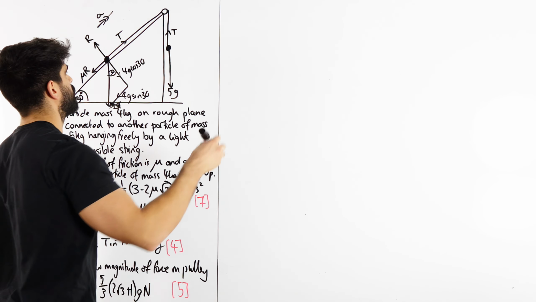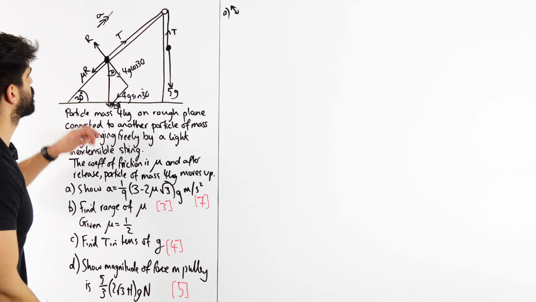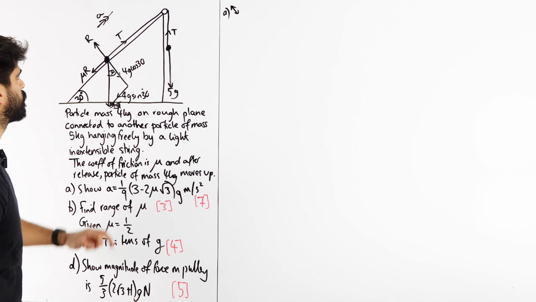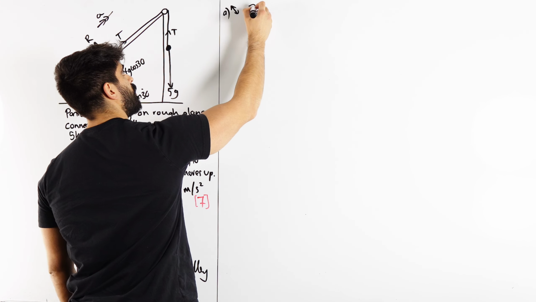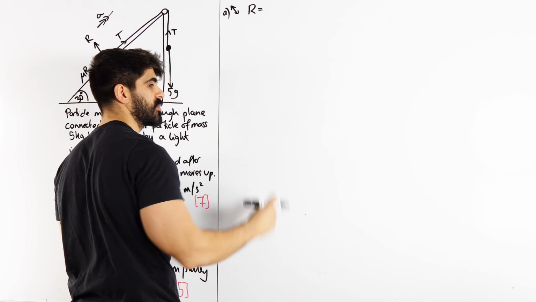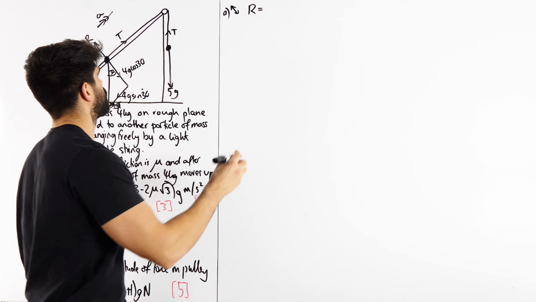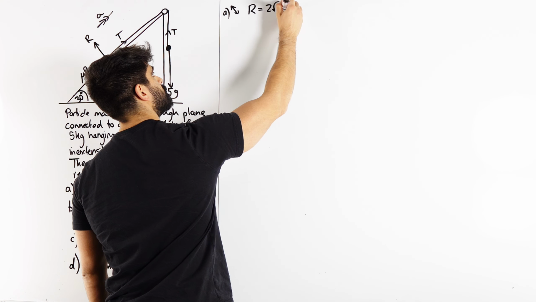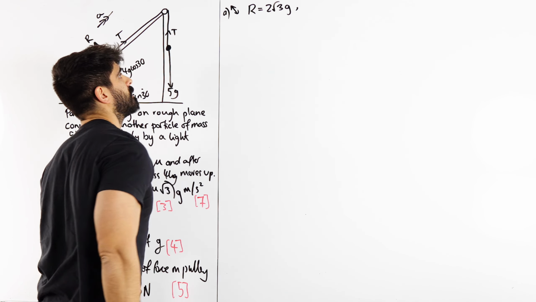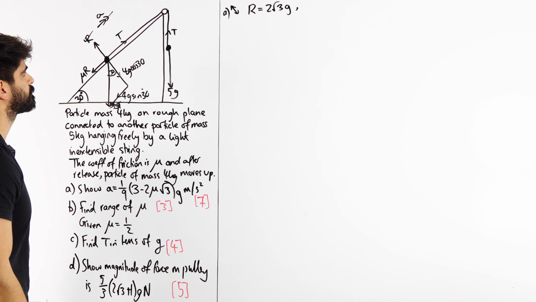What are we saying? We've got out the ground, into the ground. So out the ground is R, into the ground is 4g cos 30. So R is 4g cos 30. Cos 30 is root 3 over 2, so we get 2 root 3 g. So that's dealt with, and that is dealt with.